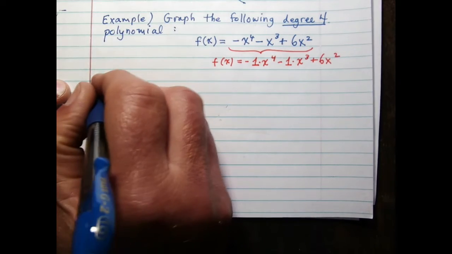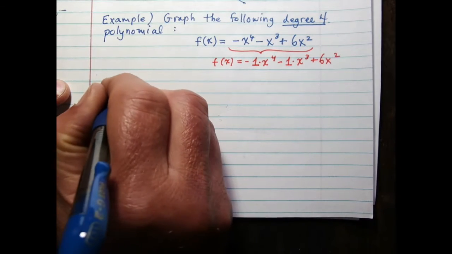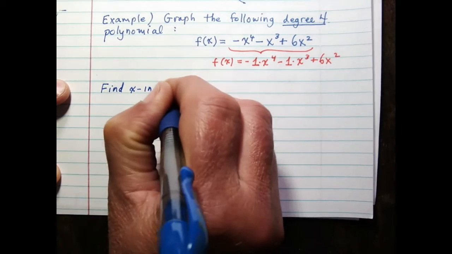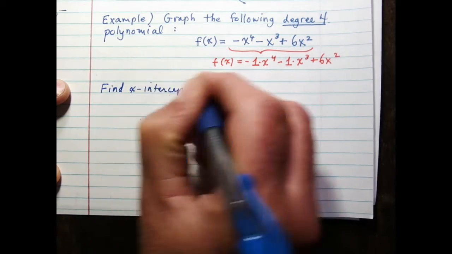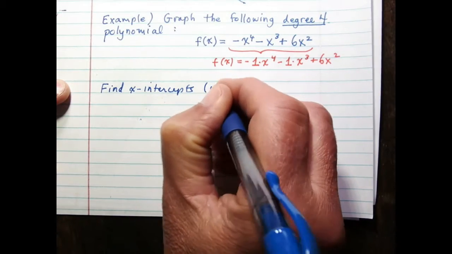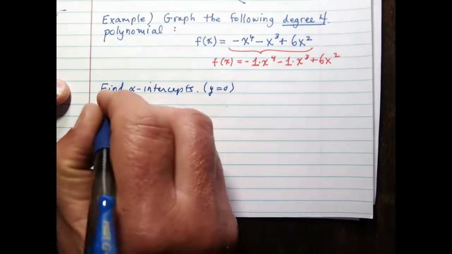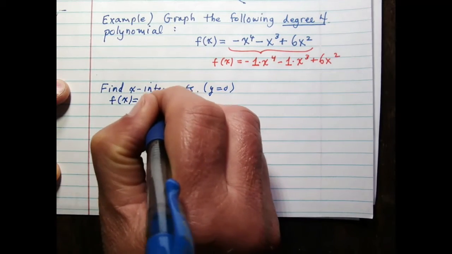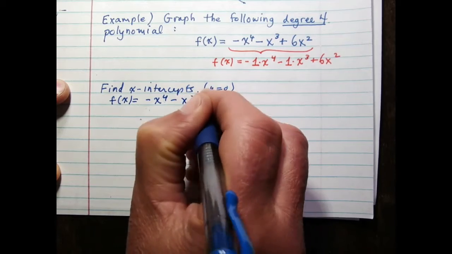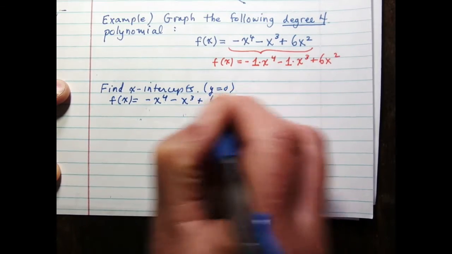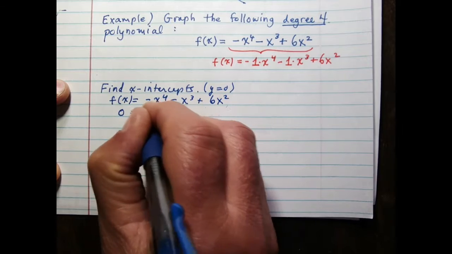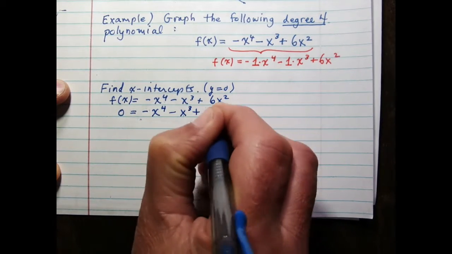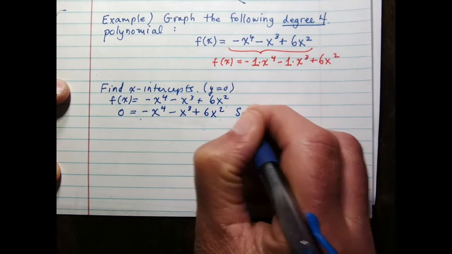Let's try to find x-intercepts. Those are points where y is equal to 0, right? So we're going to take the expression for this function and set it equal to 0. It's like setting y equal to 0 and solve for x.